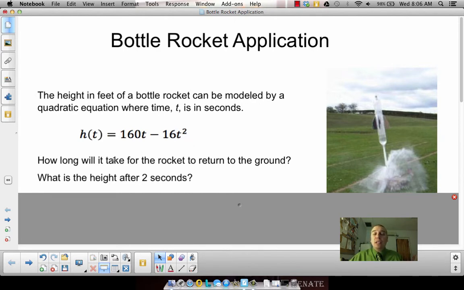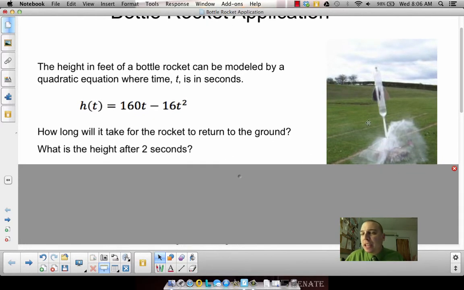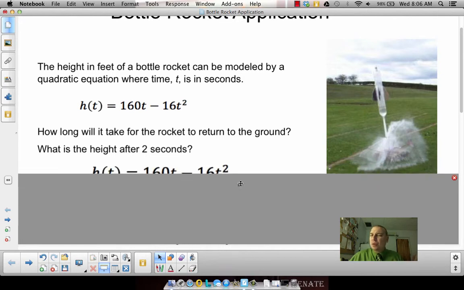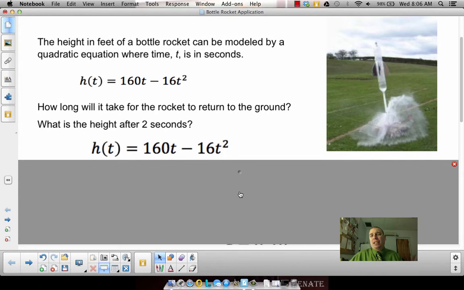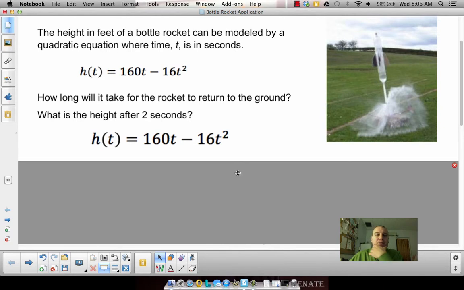Okay? How long will it take for the rocket to return to the ground? And what is the height after 2 seconds? So, I mean, just looking at this, it's just a bottle rocket, some water. I don't know how high it's going to get. I wouldn't think it would get too high, but really, once again, I've never done this. So here's the equation that we have.